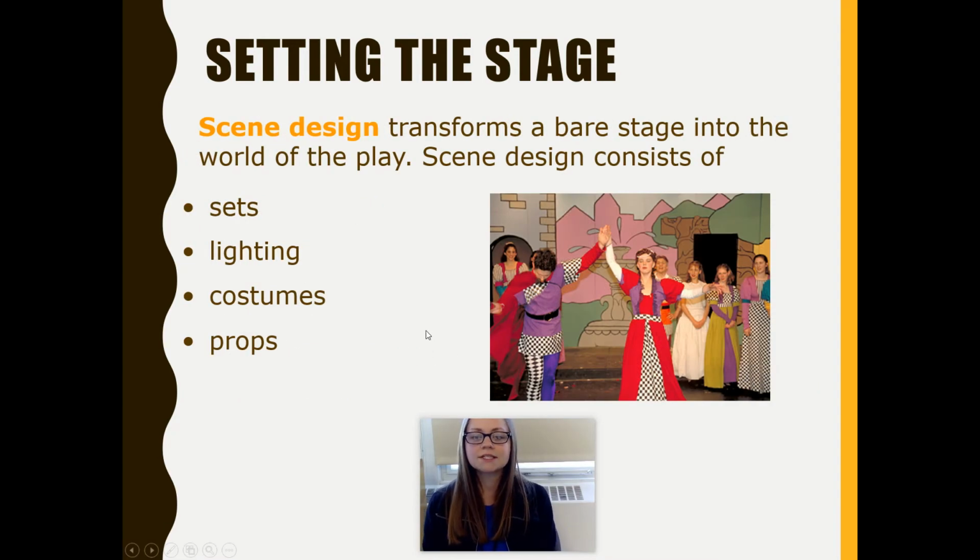Your scene design transforms a bare stage into the world of the play. Scene designs consist of sets, lights, costumes, and props. So if we didn't have all of these things that work together, the play wouldn't look real. We need sets to see where they are. We need proper lighting to be able to see the actors. Their costumes play an important part, and props, which are just the objects that help make the play look like it's real.